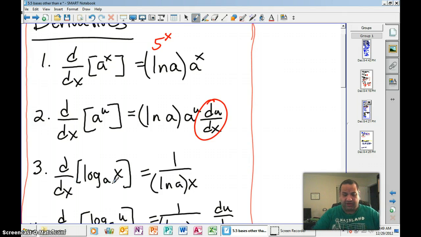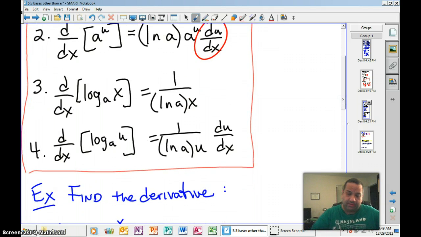The derivative of a log base anything of x. Okay, I said natural, I misspoke. The derivative of a log base anything of x, so base 10, base whatever, is going to be 1 over the natural log of whatever the base is times x. Next one is just the du, because if you multiply it by du, that's all.